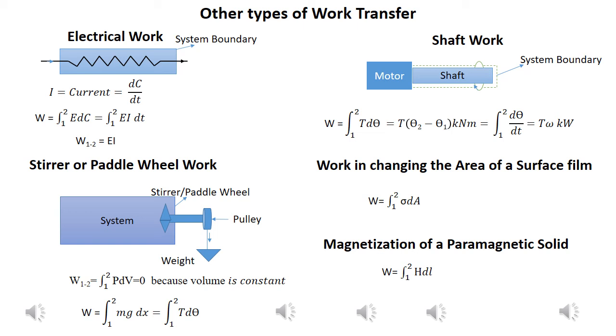The other type of work transfer is magnetization of a paramagnetic solid. Here the work done is given by the integration of the product H dI, where H is the field strength and I is the component of the magnetization field in the direction of the field.